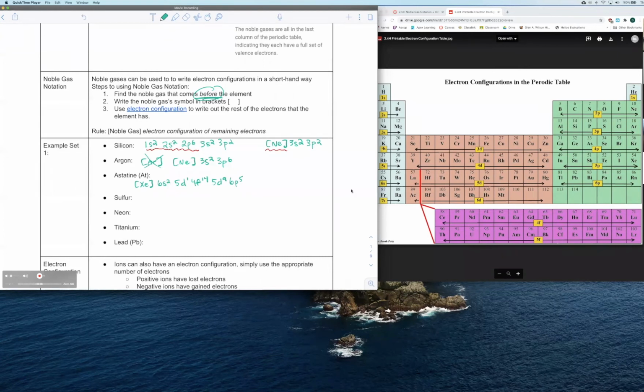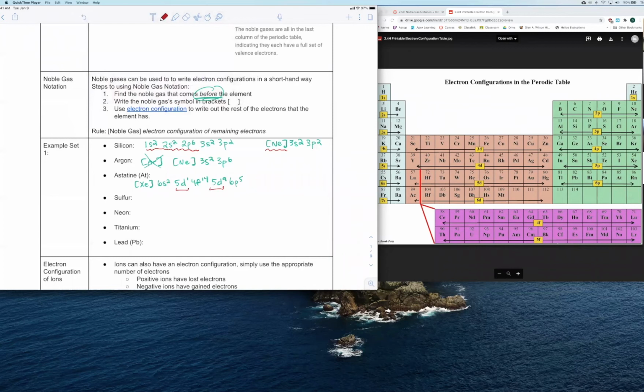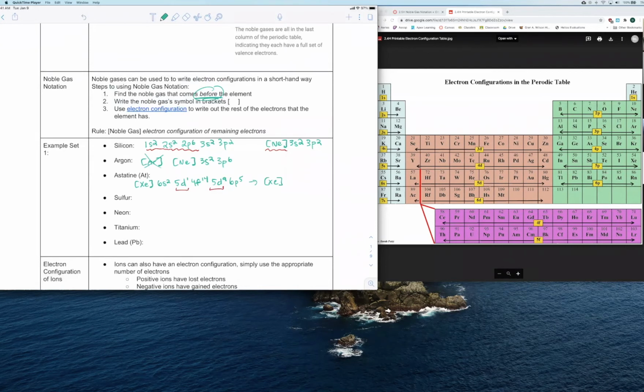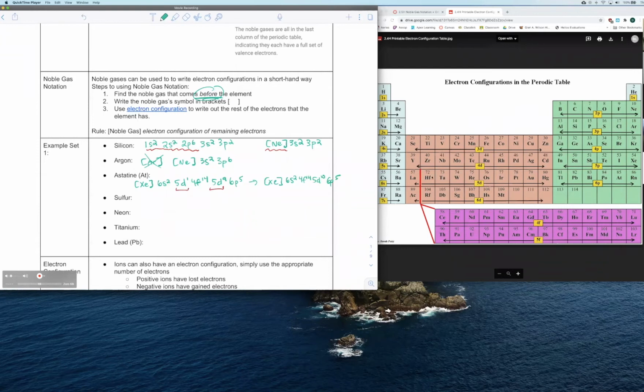And technically, you're not supposed to leave these separated. So what you would actually do is rewrite this, where you would have the 5d's in one spot like you normally do. So you would have Xe or xenon, 6s2, 4f14, 5d10, 6p5. And that would be your electron configuration for astatine.